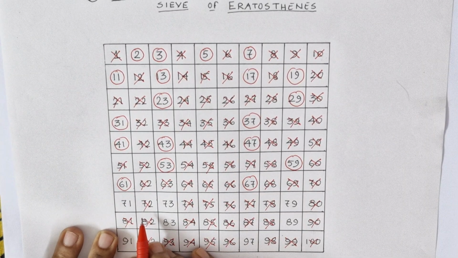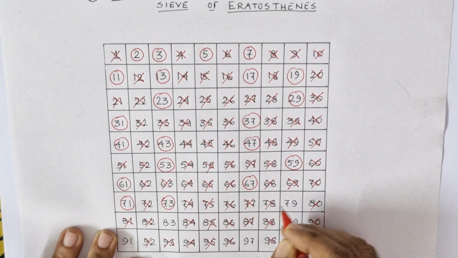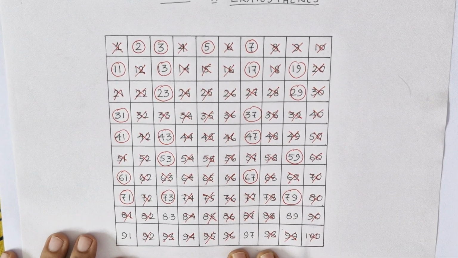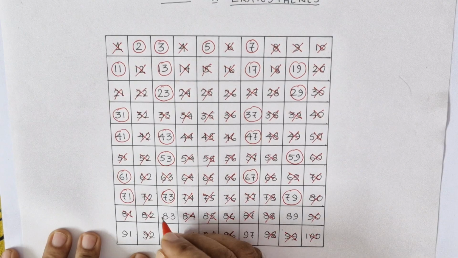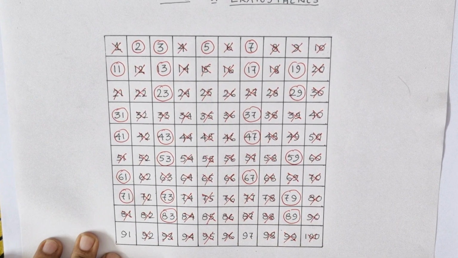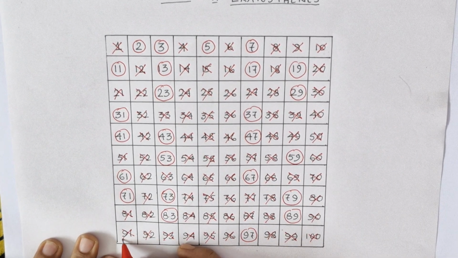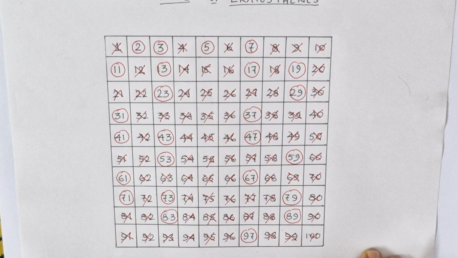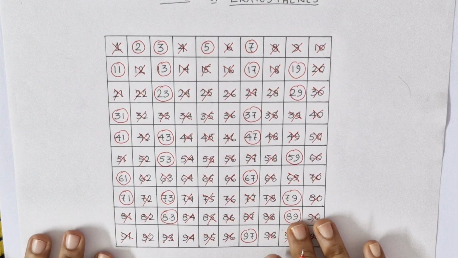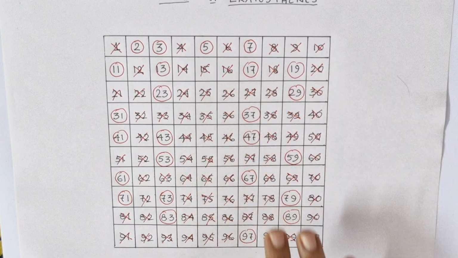So here, in the next row, 71, 73 and 79 remain. In the next row, 83 and 89 remain. In the last row, 97 remains. Okay, 91 is divisible, so go ahead and cross it out. Now the magic trick is, let me tell you how to remember this. So this is how you locate and find out the prime numbers between 1 to 100.